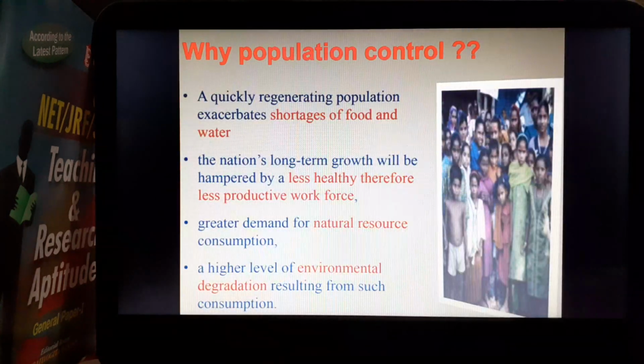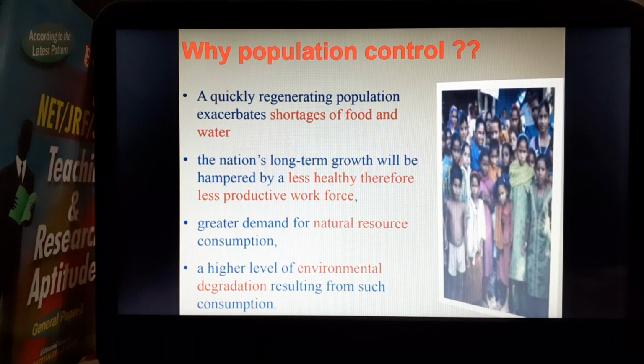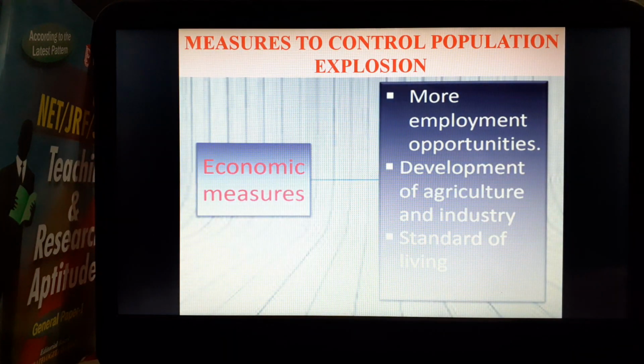Now coming to the next part, why is population control essential? The first and foremost reason is shortage of food and water. Then the less healthy and less productive workforce, greater consumption of natural resources and the high level of environmental degradation resulting from its consumption.